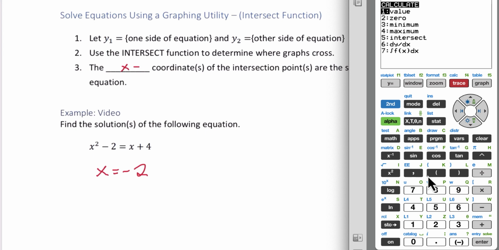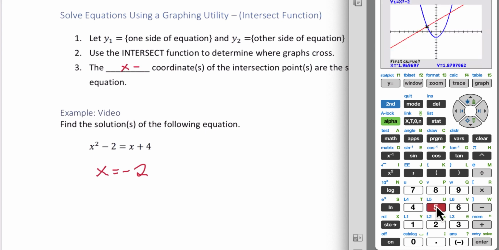To find the other intersection, we will hit second trace. And again, we want option number 5, intersect. It's going to be on the first curve. We want to scroll over to the other intersection, hit enter. It will automatically jump to the second curve, hit enter, enter, and again we get the coordinate 3, 7.